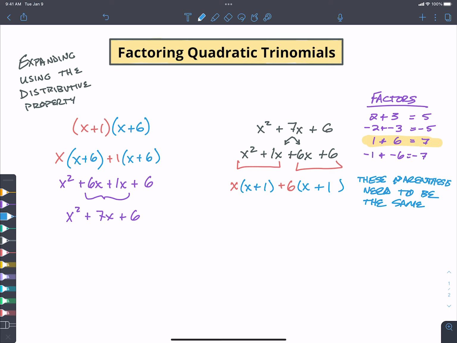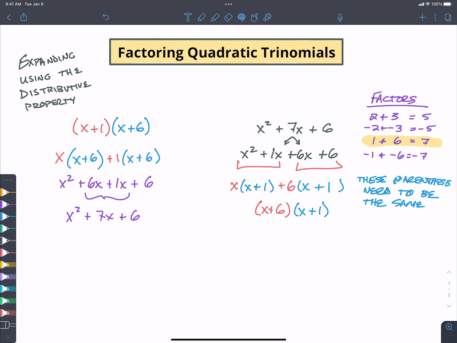And then since we've got this, we're basically right here. Look at this. The only difference is I've accidentally changed the colors on these. So we've got x plus 6 instead of x plus 1, but we've got our two pieces here, and we're left with x plus 6 times x plus 1. So there we go. We've just now factored this.